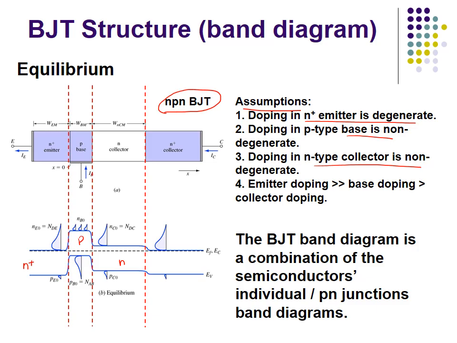Please remember that we have to keep the Fermi level constant throughout the system. For the emitter region, since the doping is degenerate, we draw the conduction band level EC overlapping with the Fermi level to show that the doping level is extremely high. The two PN junctions associated with the BJT operation are at the emitter and base boundary, or the EB junction, and at the collector and base boundary, or the CB junction, as shown here.